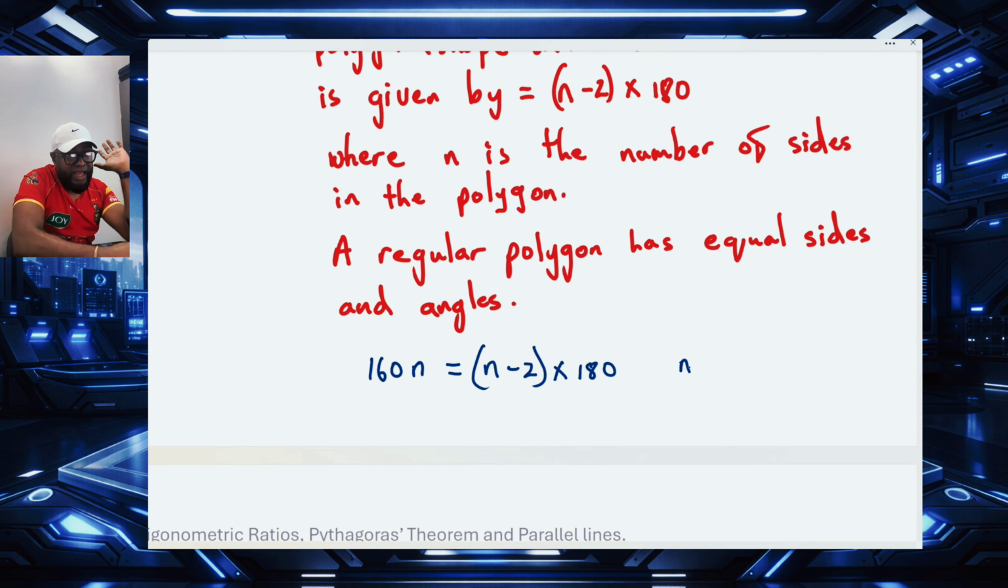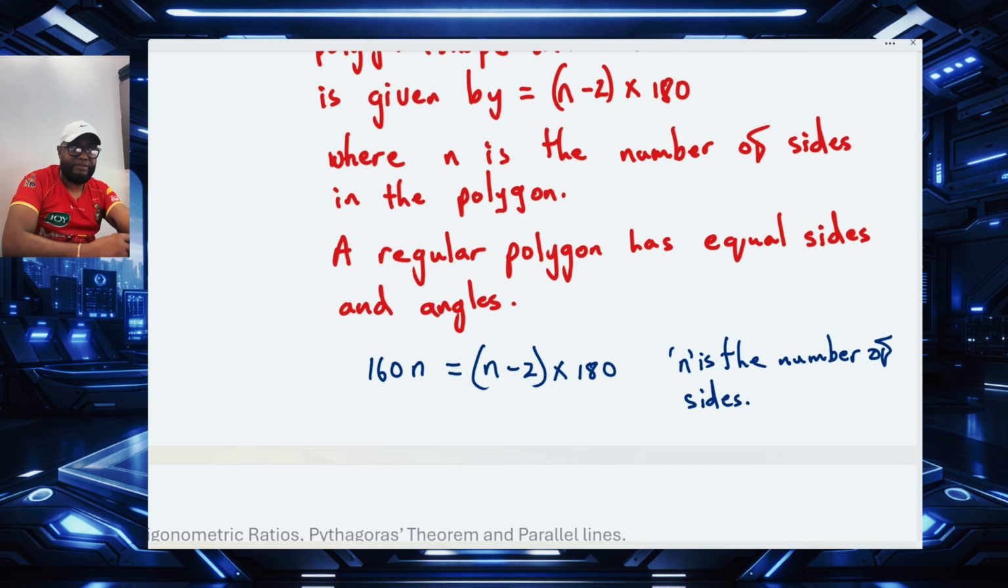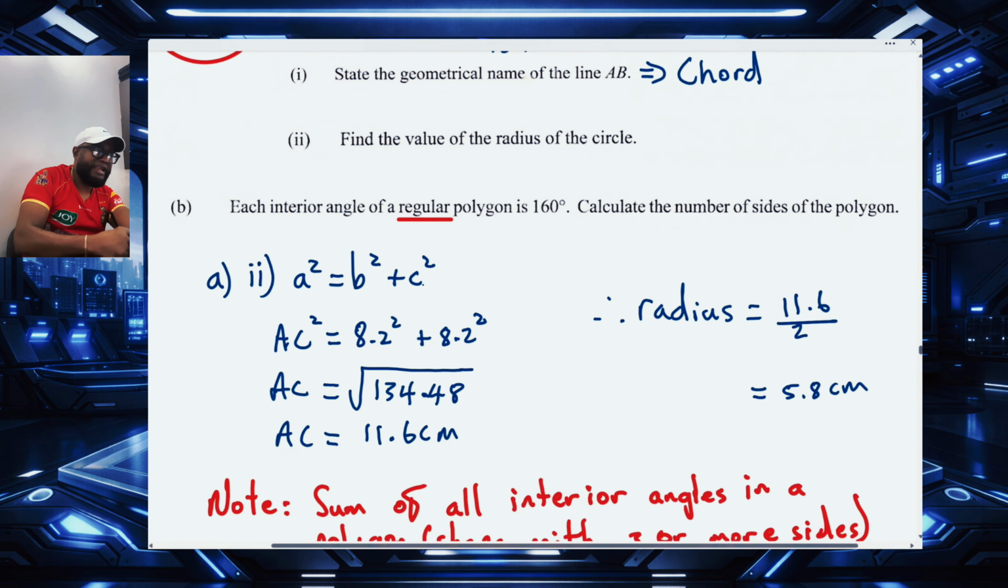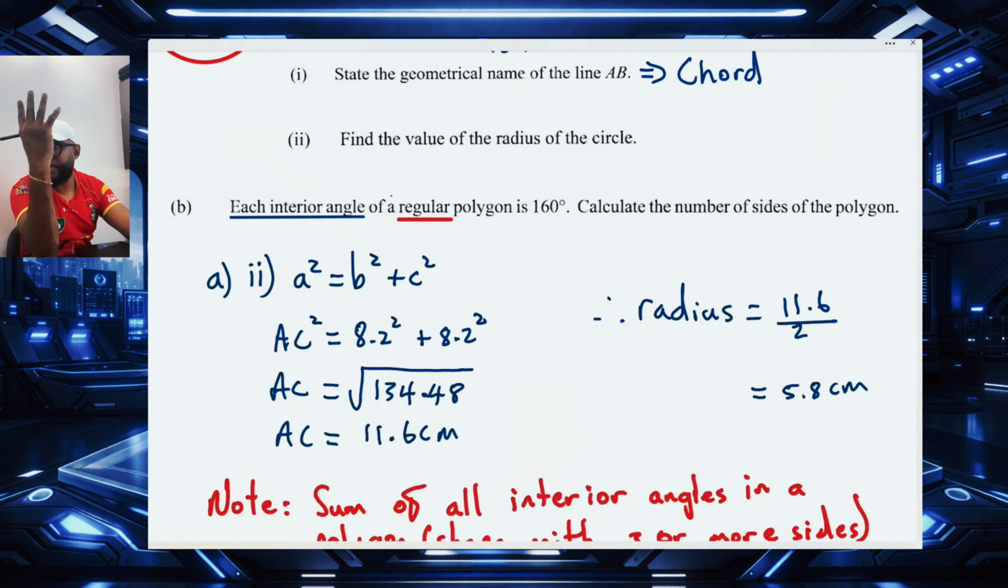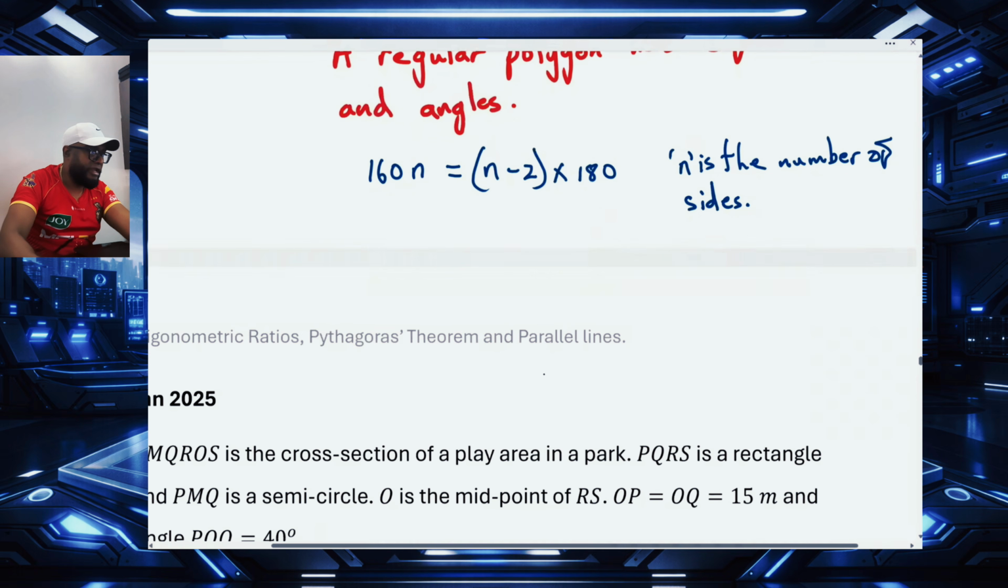Right? This is the equation we need to form in order to find n, which will be the number of sides, right? n is the number of sides. And why did I multiply 160 by n? We're going up here. They said each interior angle in a regular polygon is 160. Each angle, so if I have 4 angles and each angle is 160, the sum of all the angles will be 160 multiplied by how many angles you have, right, by 4. So that's why I use n. So we go in here, I'm going to send this down.